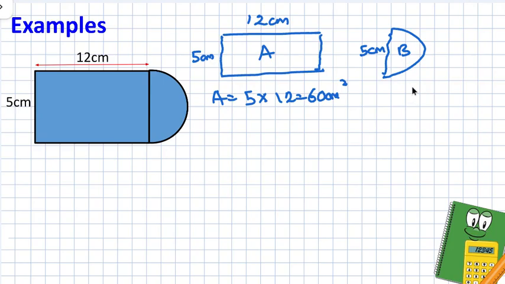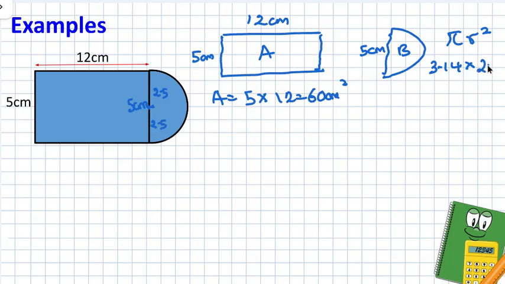For shape B, it's a semicircle, so we need to find the area of the semicircle. The area of a circle is pi r squared. So we need the radius, okay? The value of pi is 3.14. And the radius, how do we get the radius? Now this line here is 5 centimeter. This line here is a diameter. So to get the radius, we divide it by 2. So our radius will be 2.5. So that will be our radius.